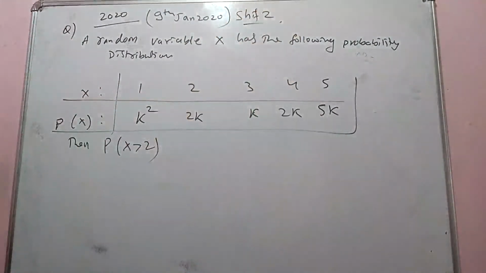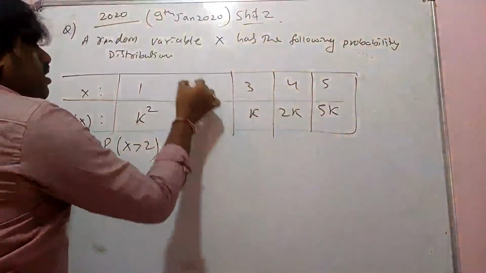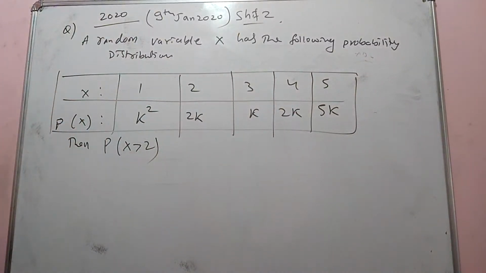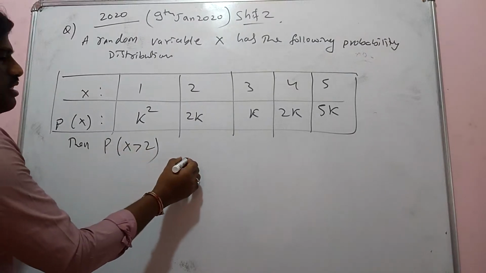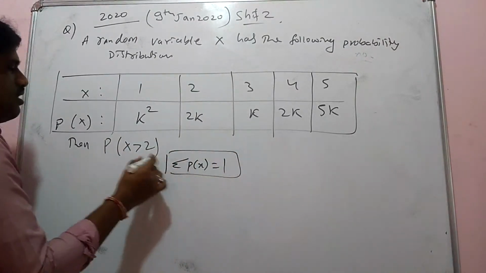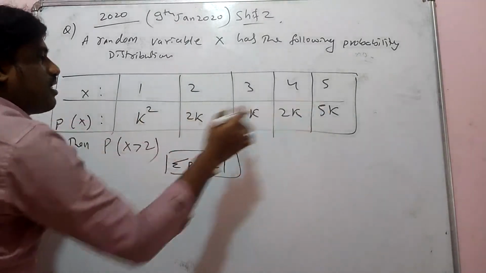The question is, a random variable x has the following probability distribution. X is equal to this, and P of x is equal to this, they gave. Then the probability of x greater than 2 is the question. So I told you already, sigma P(x) is equal to how much? 1. You have to use this condition. So you can add this total and take it equal to 1.